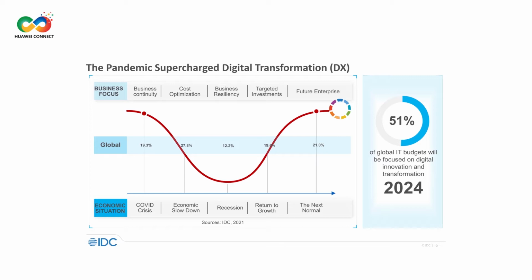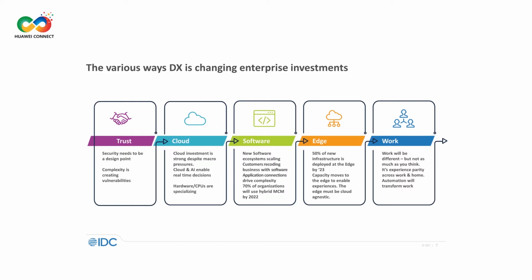And we think that this next normal, or the new normal, as a lot of people say, will be here to stay. And that means that they cannot go back to the old way of doing things. They have to transform themselves digitally. And so it means that there are different types of enterprise investments. So for example, security is a big deal. So people have to invest in trust. Cloud is a big deal. People have to invest in different types of cloud operating models.